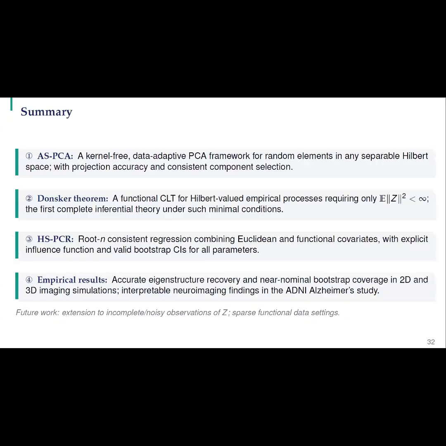Okay, do I have time to summarize briefly? Yes, good. In summary, we have developed a kernel-free data-adapted PCA framework for random elements in any separable Hilbert space with bounded norm moments, with projection accuracy and consistent component selection. We have a Donsker theorem, which is really the engine.